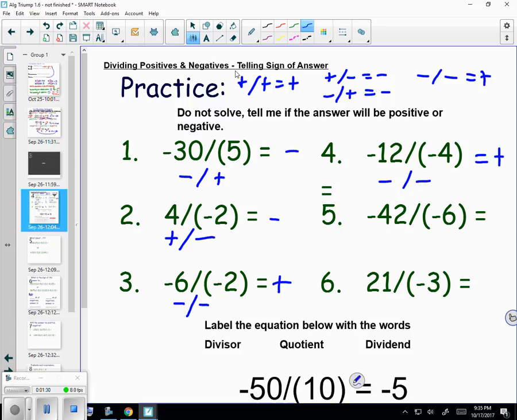Pause your video and try number 5 and number 6 on your own. See if you get the correct answer. Number 5. I have a negative 42 divided by a negative 6. Negative divided by negative is positive. Number 6. I have a positive 21 divided by a negative 3. Positive number divided by a negative number is always negative.